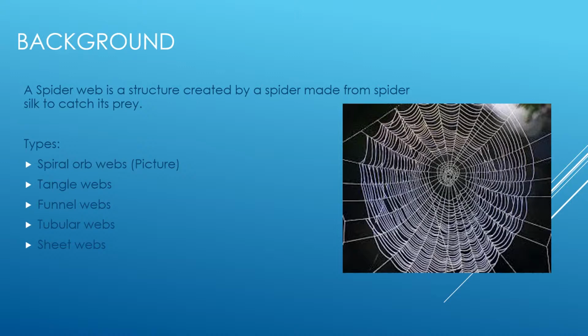And here are a few types of spider webs. The spiral orb spider webs are the most common spider web. This is the one in the picture. This spider web looks like a wheel with spokes. Orb weaving spiders and their webs are typically found outdoors.